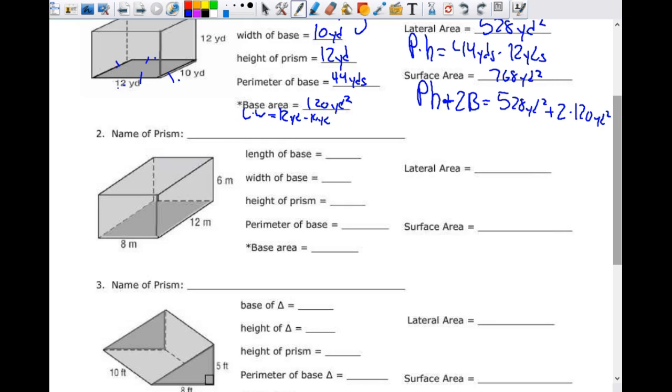Name of the prism. What's the name of this prism? Don't yell it out loud. Who should I call in? That's what I'm looking for right now. Leslie, what's the name of this prism? A rectangular prism, and you have to say it like that. Like how you said it.